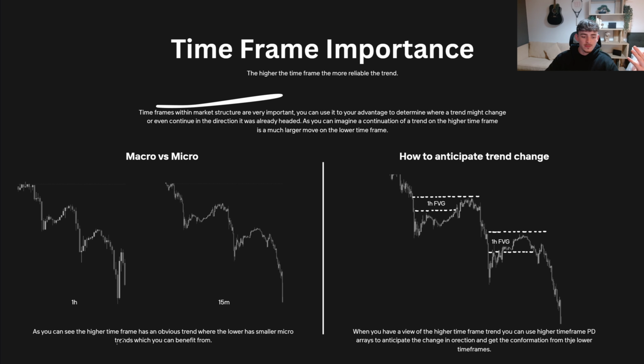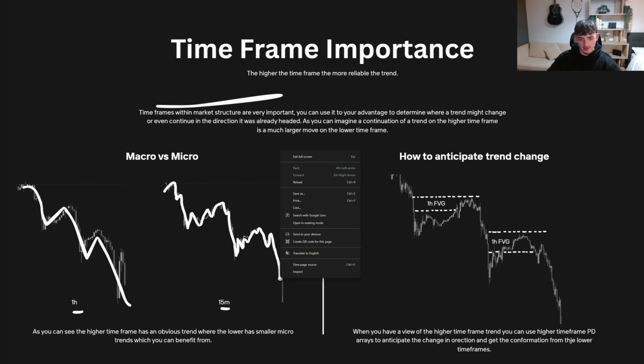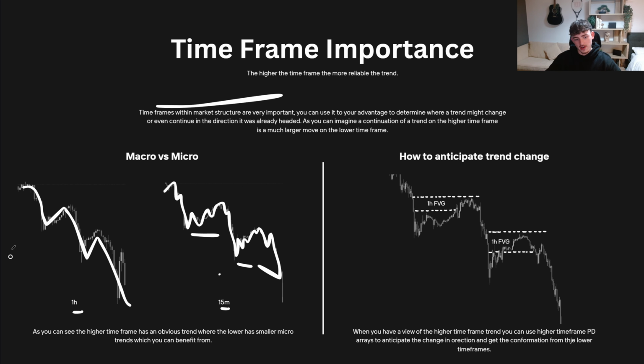Okay, so here we have macro versus micro. What does this mean? Macro, we have 1 hour. So macro being bigger time frames, micro being smaller time frames. On the 1 hour, you can see we have this clear bearish structure, but on the micro time frame, you can see we have this bearish, then we have bullish, then bearish, then bullish, then bearish, bullish, bearish. So we have small trends within larger trends, okay?